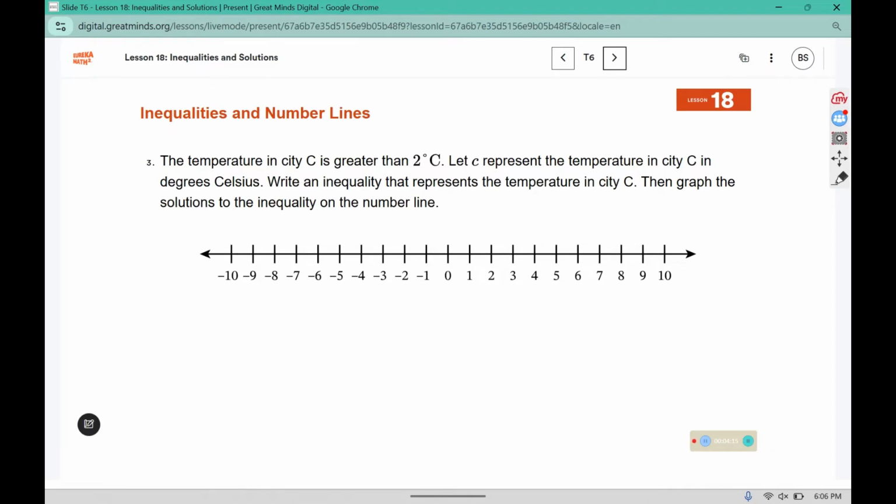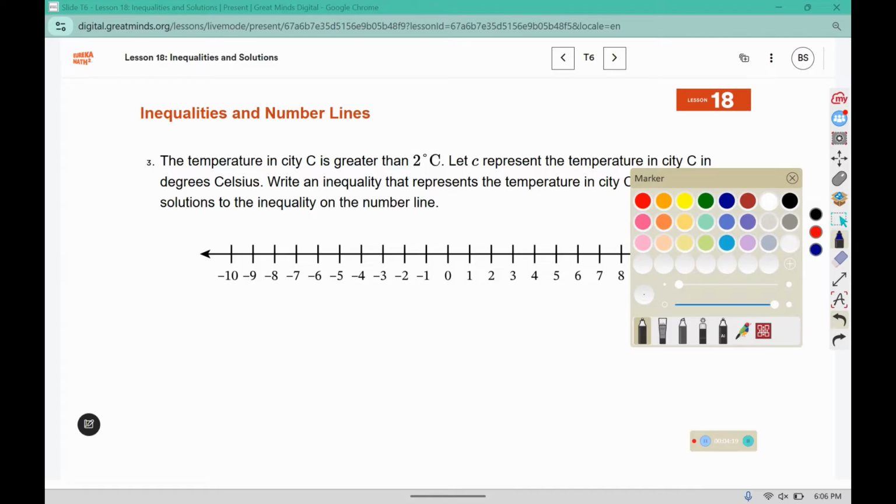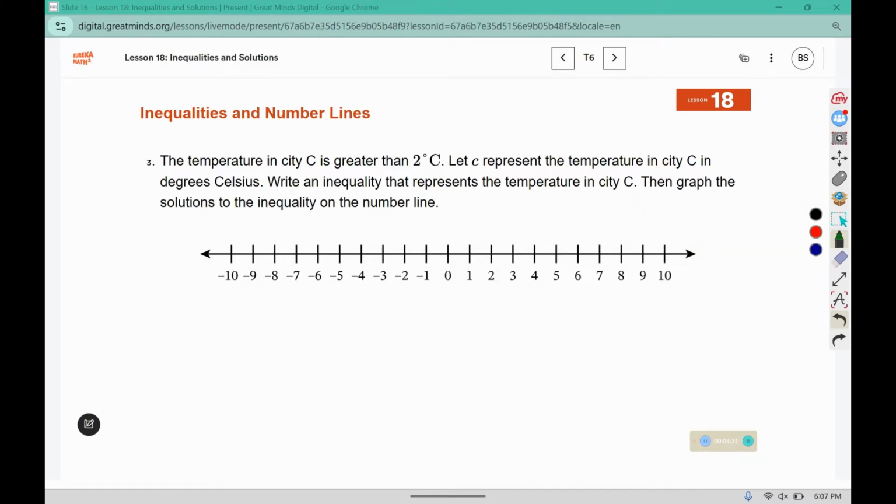The temperature in City C is greater than 2 degrees Celsius. Let C represent the temperature in City C. Write an inequality that represents the temperature. City C is greater than 2. So we want our symbol to open towards the bigger thing. C is bigger than 2.